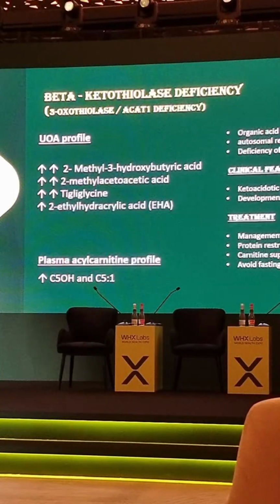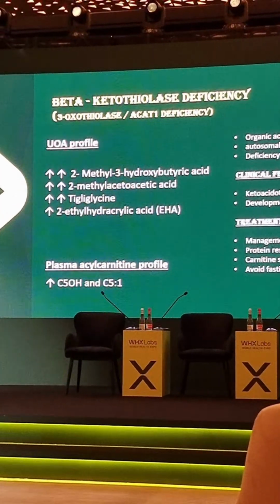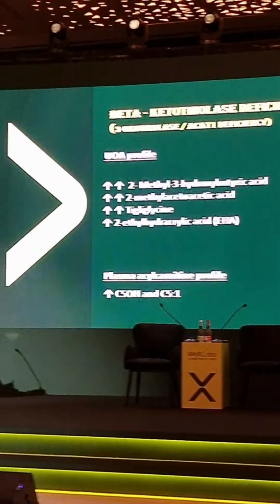It's an organic acid disorder with an incidence of 1 in 1 million, and deficiency of the thiolase enzyme is seen. These patients typically present with life-threatening metabolic crisis, so it's very important to identify them as early as possible, and treatment is necessary. Protein restriction in the diet to restrict isoleucine, carnitine supplementation, avoidance of fasting, and managing the acute crisis itself is very important for improved prognosis.